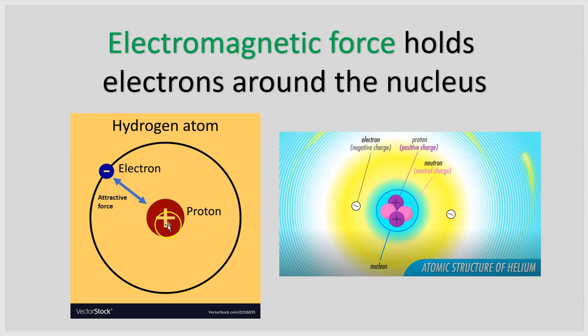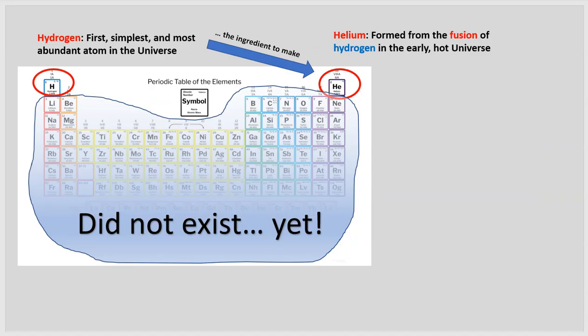So notice that a hydrogen atom does not even have a neutron. It's just one proton. The helium atom has two protons, and therefore a requirement to have some neutrons to hold them together. We have two electrons surrounding the nucleus of the helium atom. So we can think then, in the early universe, what was happening during this early hot stage was that the simplest nucleus, a single proton, the nucleus of the hydrogen atom, was the ingredient to make the next simplest element, helium. So helium formed from the fusion of hydrogen in the early hot universe.